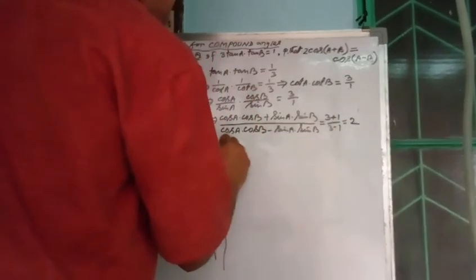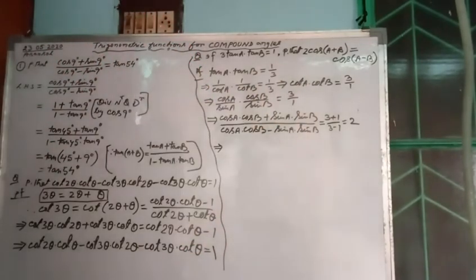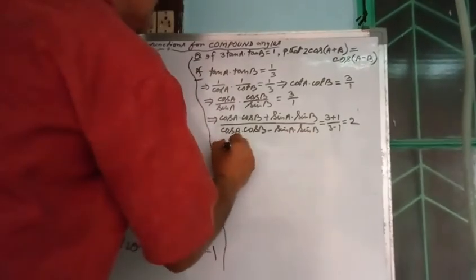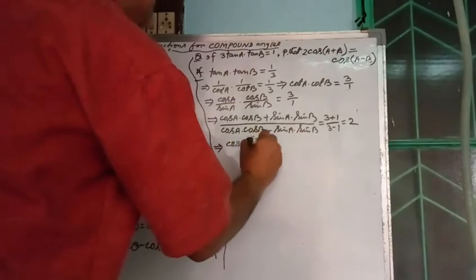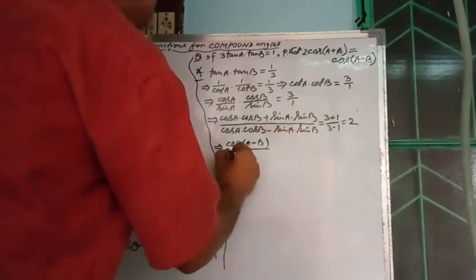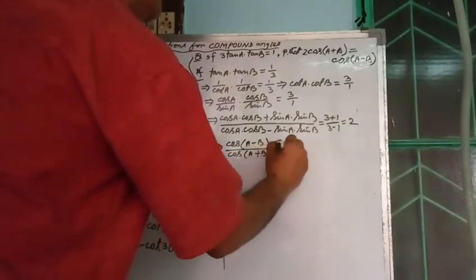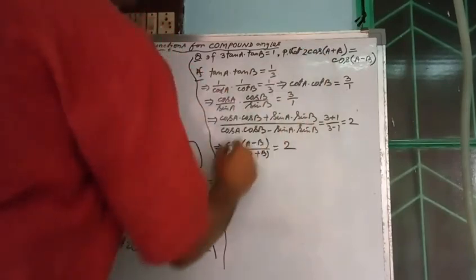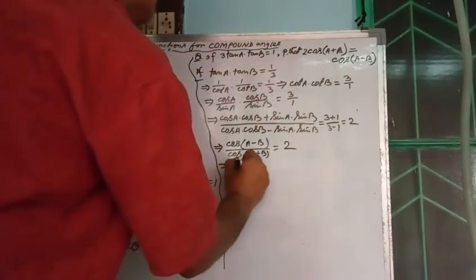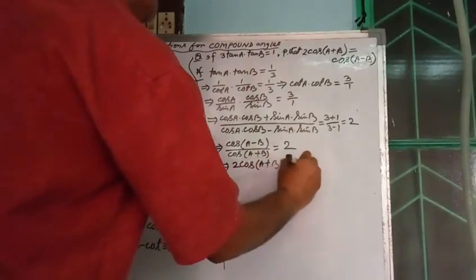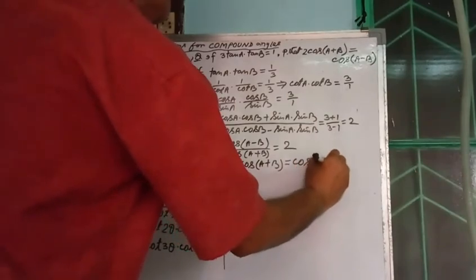So see, cos A cos B plus sin A sin B is equal to what? We have already done all the formulas. So cos A cos B plus sin A sin B can be written as cos of A minus B, over cos of A plus B is equal to 2. Now cross multiply, you will get this result. This implies 2 cos(A+B) is equal to cos(A-B).